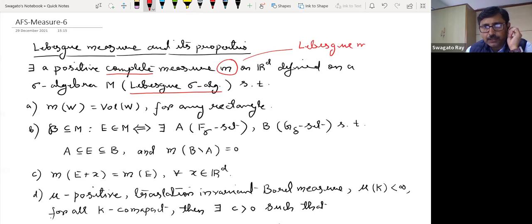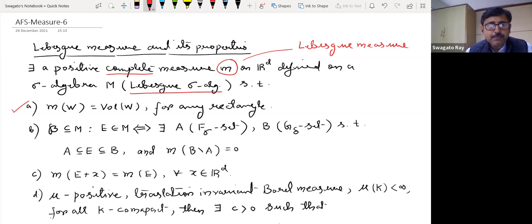Which comes out of the Riemann integration, thought of as a positive linear functional. The measure of any rectangle is actually the volume of this rectangle. And that we have actually proved in the last lecture for one dimension. I'm going to prove the whole theorem only for one dimension.